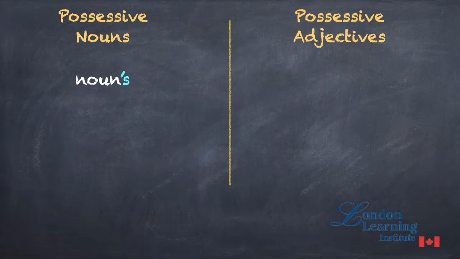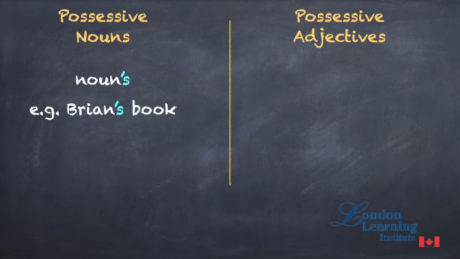So possessive nouns, it's usually a noun followed by an apostrophe S to show a relationship of possession. For example, Brian's book. Whose book is it? Who does this book belong to? Brian. It's my book.